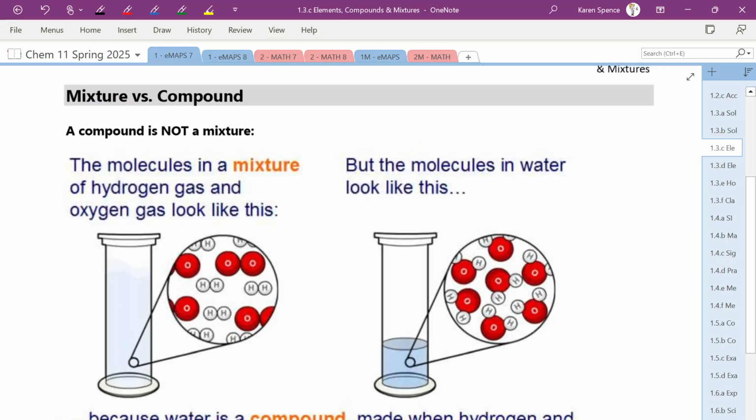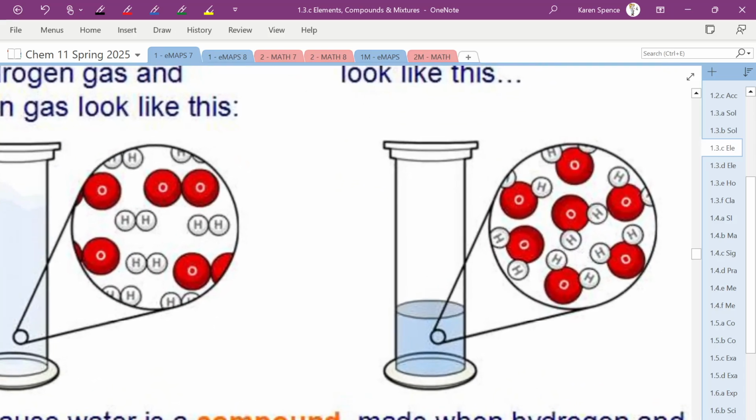We're going to take a look at mixtures versus compounds. Which one of these is a mixture and which is a compound? The one on the left is a mixture because the oxygen is separate from the hydrogen. You can see that they are not bonded.